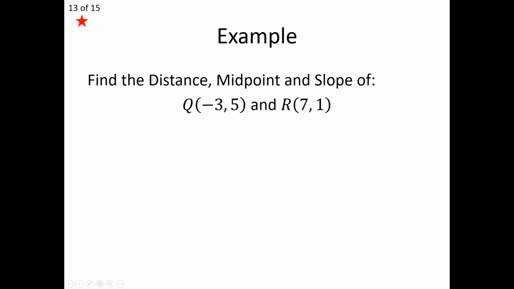So let's start with our first example, these 2 points, point Q and point R, with the given values of (-3, 5) and (7, 1). So as it turns out, we don't need a diagram to actually calculate the distance, midpoint, and slope. All we need is our formulas. Let's begin with the distance formula.